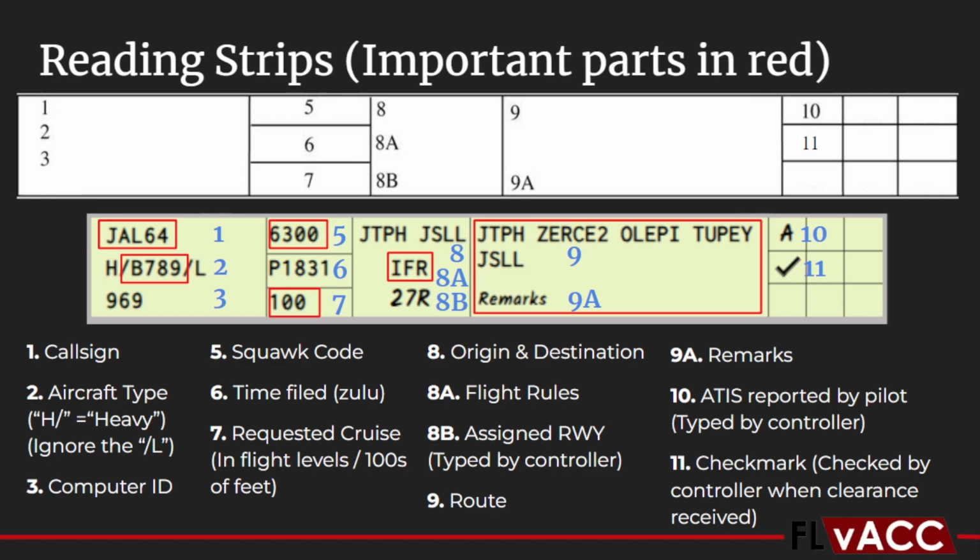Lastly, back to a bit of strip marking, remember that the top left and middle left boxes of the right of the strip are for annotations. If the pilot reports they have the ATIS, type the appropriate ATIS letter into the top left box, and once they read back the clearance correctly, click to add a check mark on the middle left box. That's all from me, and that's all for IFR clearances.